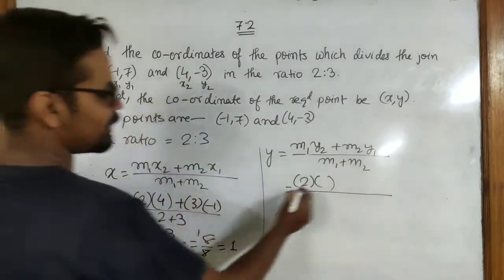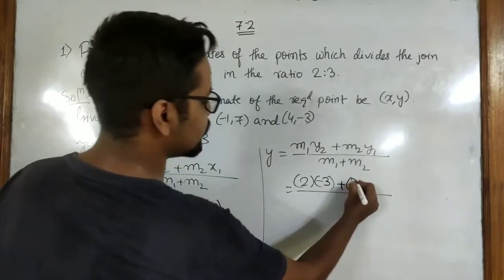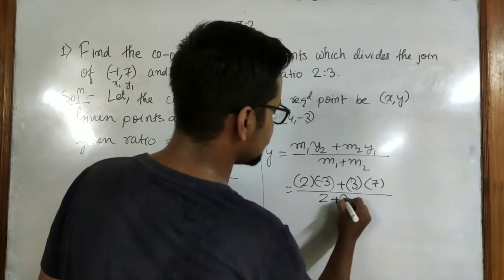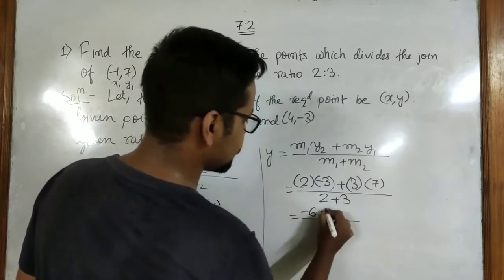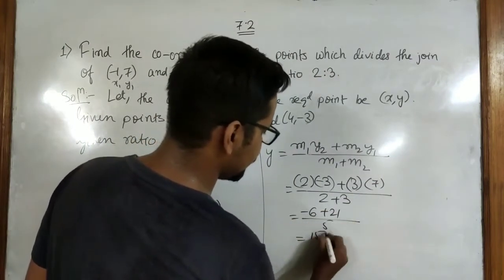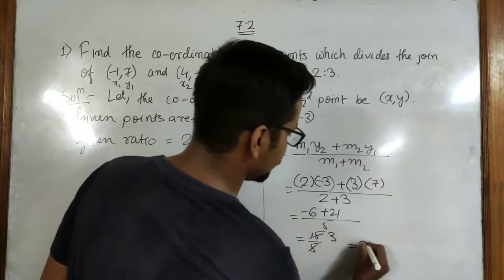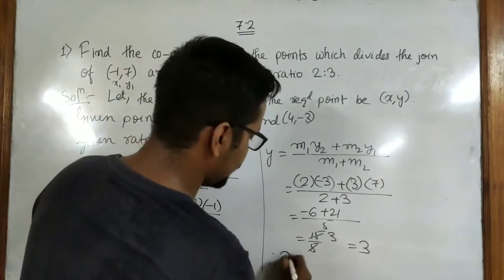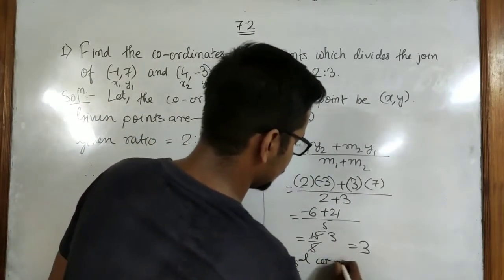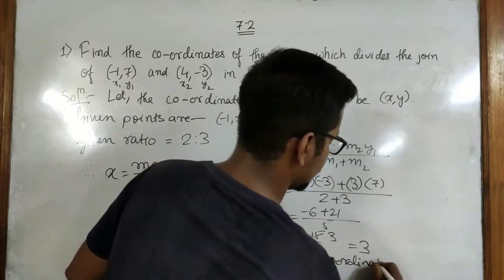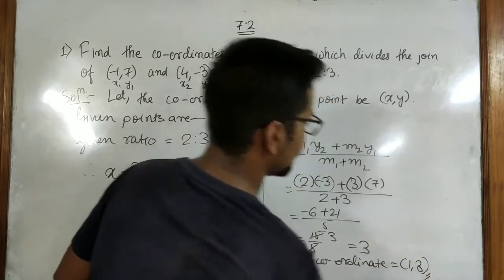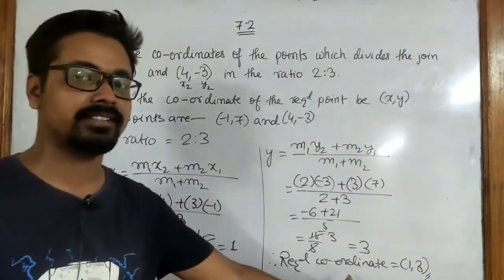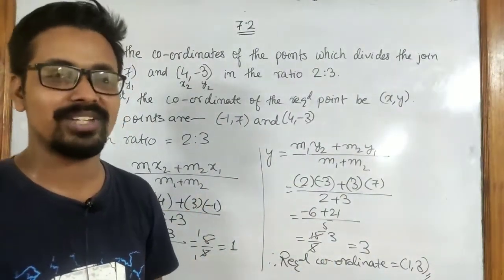So y2 is this one, -3, plus m2 is 3 and y1 is 7. So we have 2 plus 3. So it is -6 plus 21 by 5, which is 15 by 5, that is 3. So we get 3. Therefore the required coordinate will be 1,3. So we have found the value of x and y. Very easy sum. Just apply the formula and you get the answer. So I hope you understood. Let's move on to the next one.